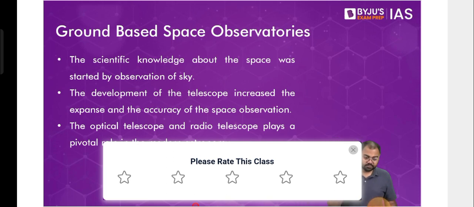Now, in this particular scenario, we are using telescopes, and with the help of telescopes, we are looking at outer space. Now, when it comes to telescopes, what we know about the telescope is that it will give us images.